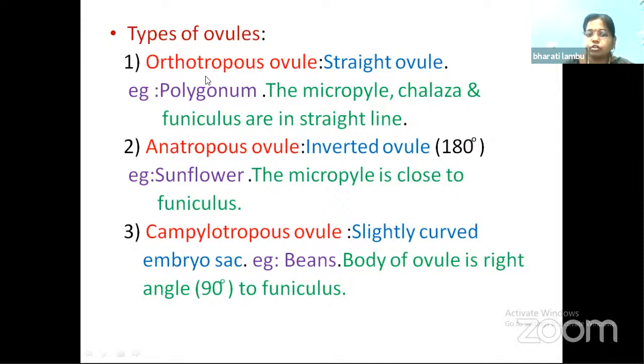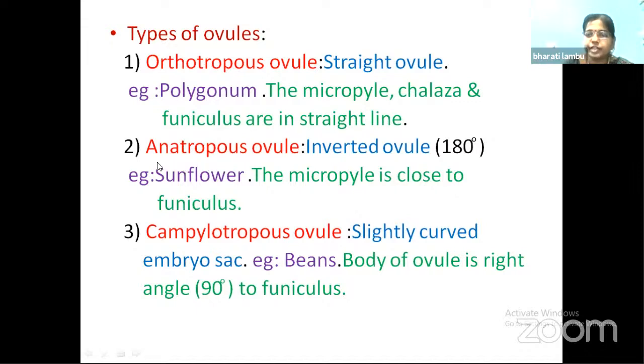The orthotropous ovule is the oldest and the most primitive ovule. It is seen in Polygonum. In gymnosperm also, orthotropous ovule is present. So straight ovule is nothing but atropous ovule or the orthotropous ovule. What is the condition in this? The micropyle, chalaza and the funiculus are in a straight line.